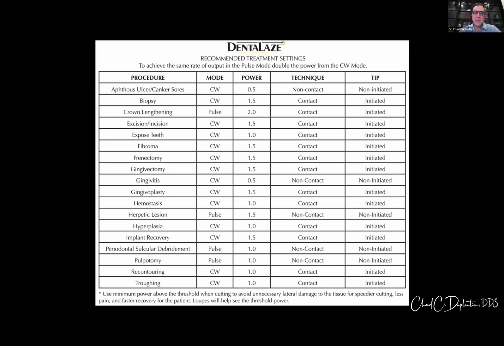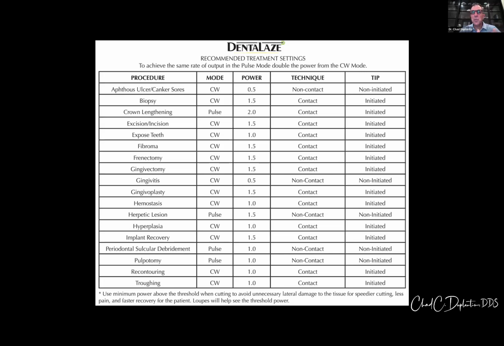Now, the difference in those two is on the continuous mode, it emits the same amount of power throughout the procedure. On the pulsed mode, it's on, off, on, off, on, off, on, off. So basically, what it allows the tissue to do in a pulsed mode is the tissue goes through a process called thermal relaxation. So it's hit with the power, and then the laser turns off, the tissue relaxes, and then it's hit with the power again.